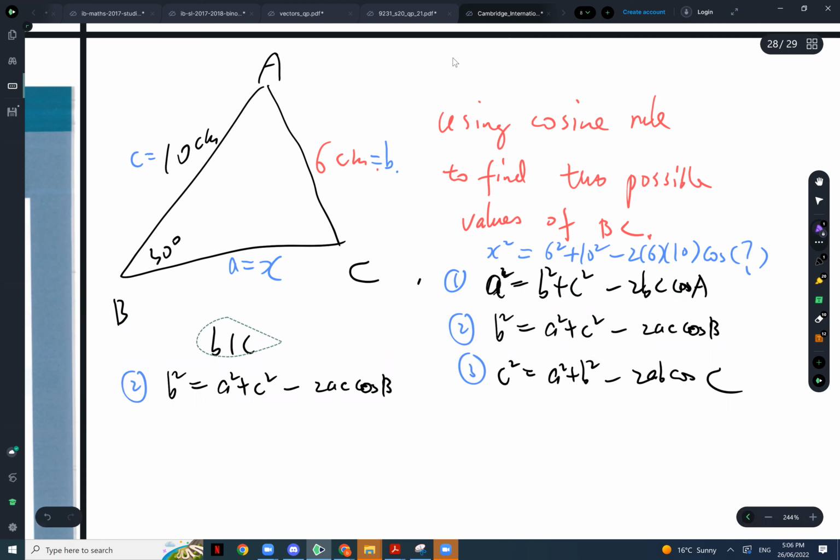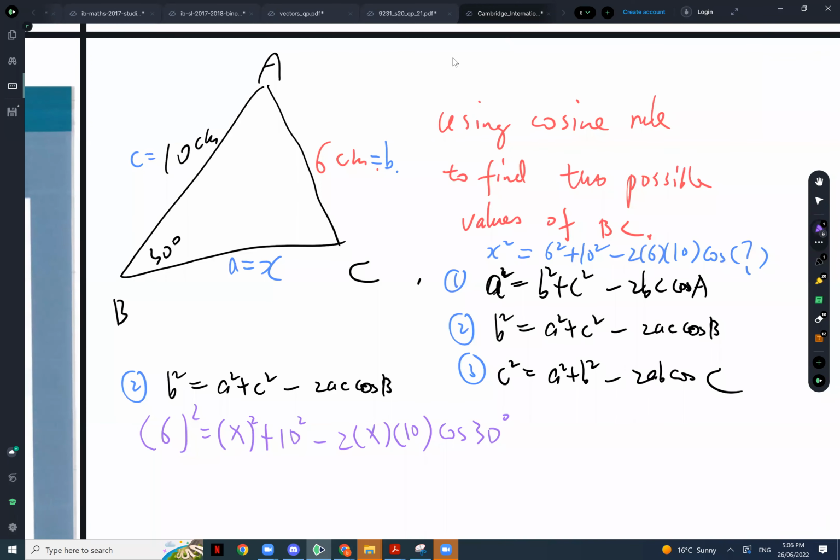The second one, we have B, which is 6. We have A just x, C just 10. Cosine B. Nikki, using the second one, how many unknowns in the equation? 1, 2? Only x is the unknown. If it's the first one, you got both x and big A.